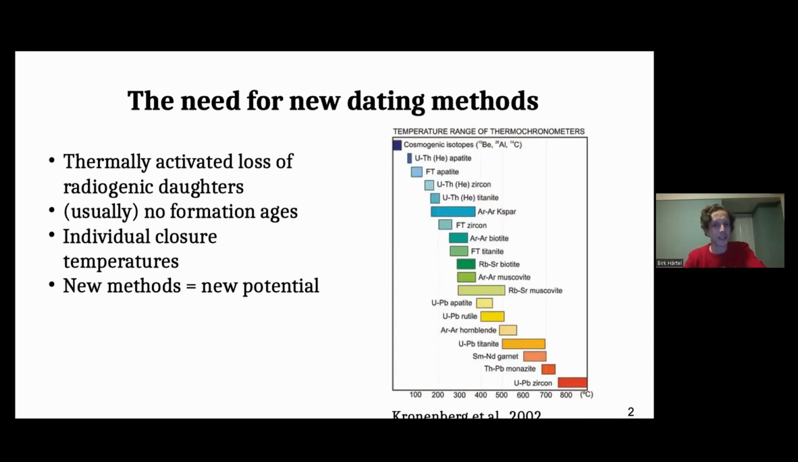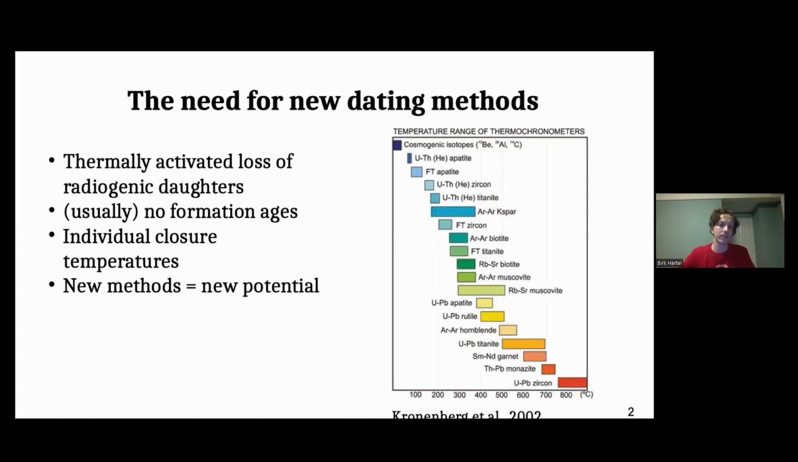As we can see here in the sketch on the right, I hope everybody can see it, all of the different dating methods that we already know have different temperature sensitivities, as expressed by the closure temperatures given here. This depends on the dating system, on the decay system, on the mobility of the daughter isotopes or products, and on the mineral that we date.